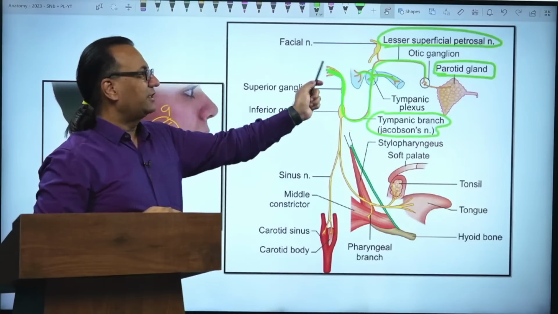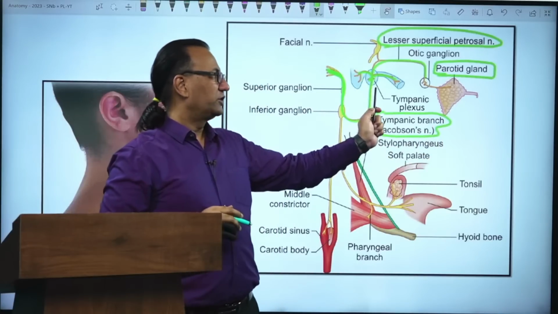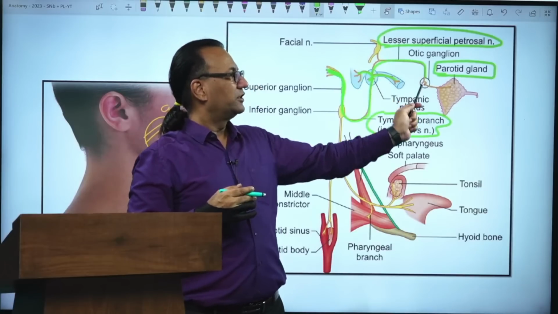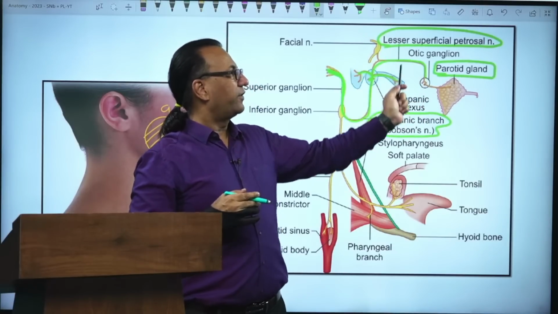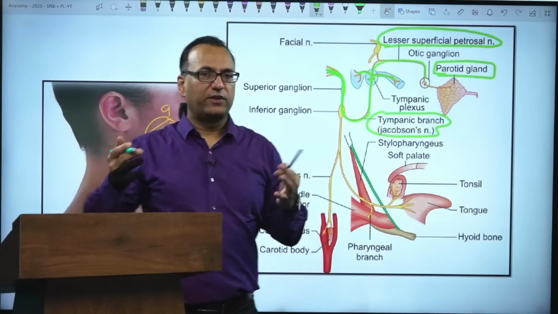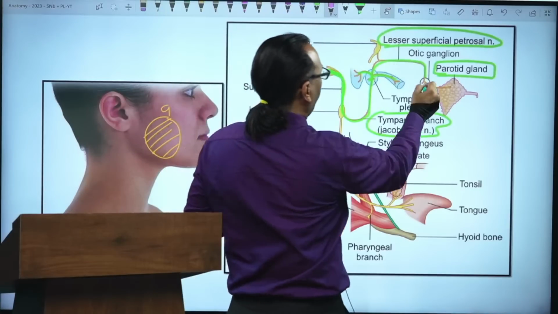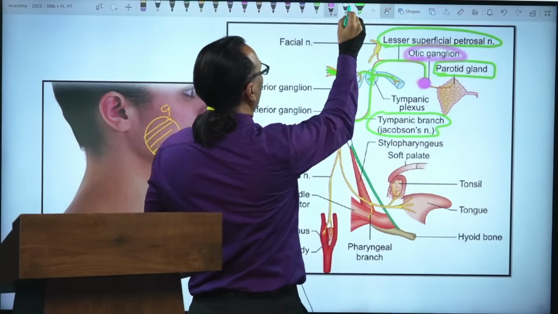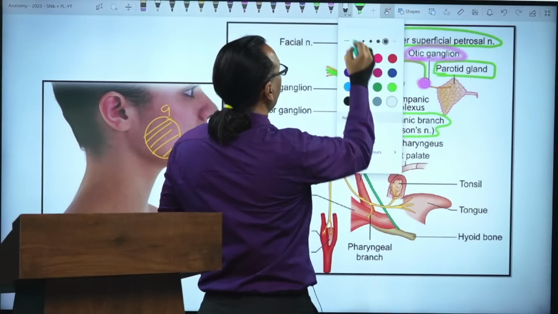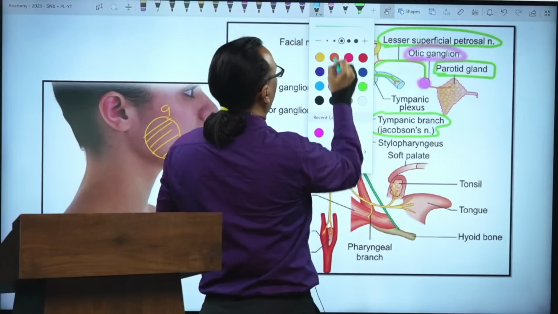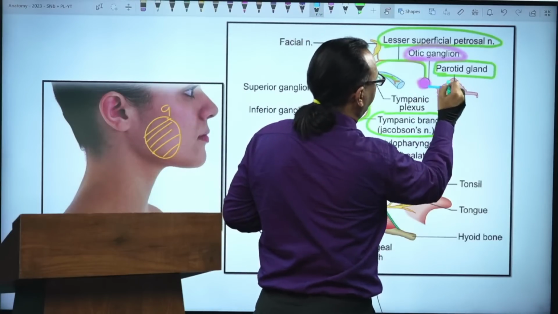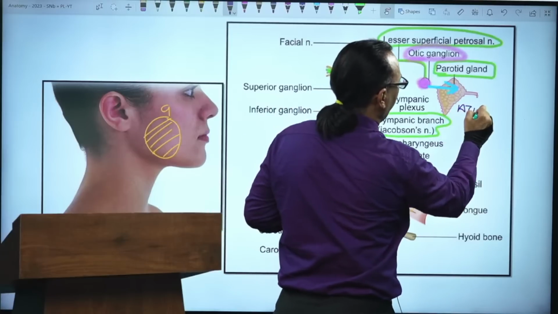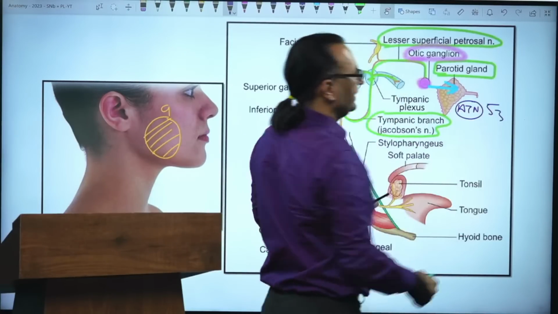When you say ninth nerve, the tympanic branch, which later is renamed as the lesser petrosal nerve, is carrying preganglionic fiber. It is carrying it to which ganglion? To the otic ganglion, and from the otic ganglion the postganglionic fibers will be carried by the auriculotemporal nerve, which is a branch of the mandibular trigeminal.